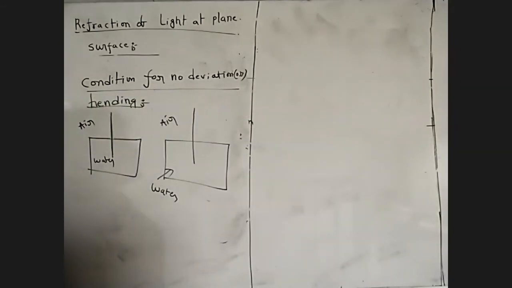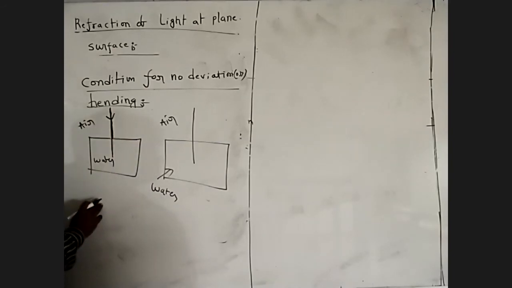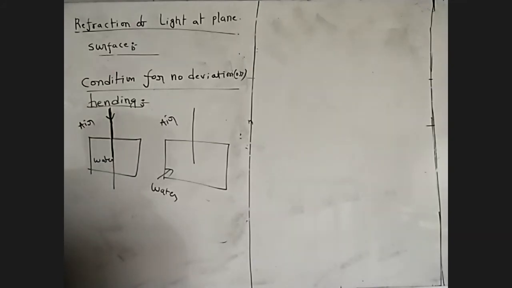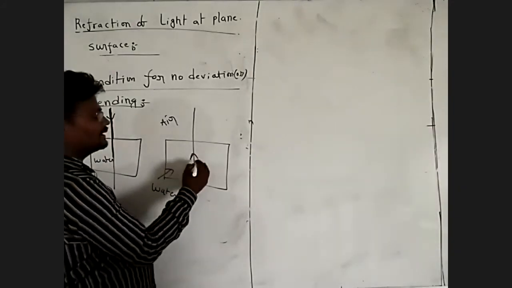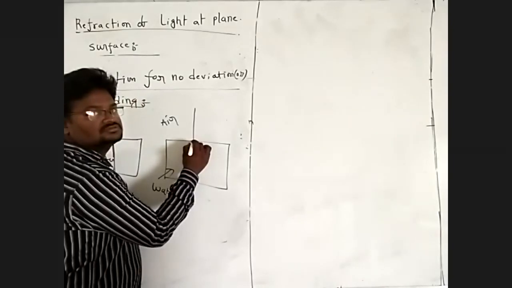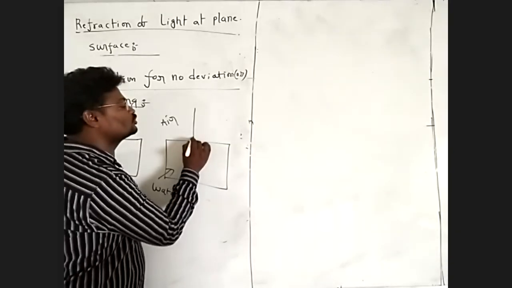Now you can see the condition for no deviation or bending. The incident ray strikes normally at the point of incidence. The light ray does not deviate from its path. It goes straight. Suppose a light ray strikes normally at the point of incidence, this ray does not deviate from its path, it goes straight. No deviation, no bending.